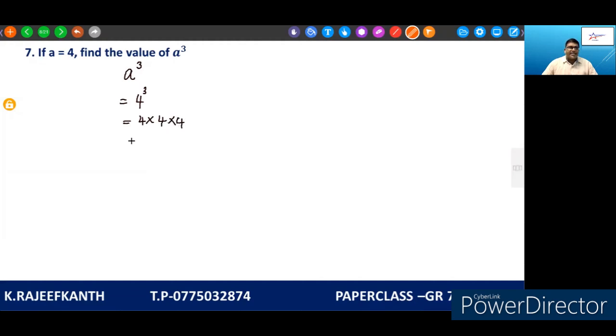Then we can get the answer easily. 4 times 4, 16. 16 times 4, 64. Then the answer is 64. So to find the value of a to the power 3 when a equals 4, we write 4 to the power 3 as 4 into 4 into 4, then 4 into 4, 16 into 4, 64. Then question number 8.